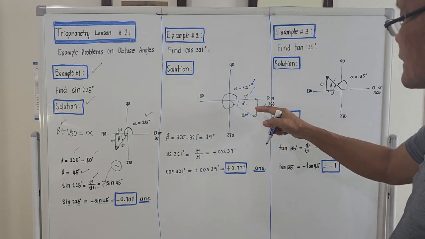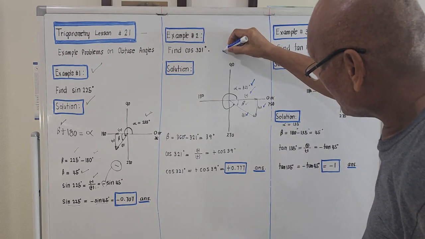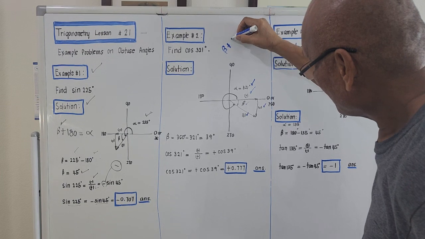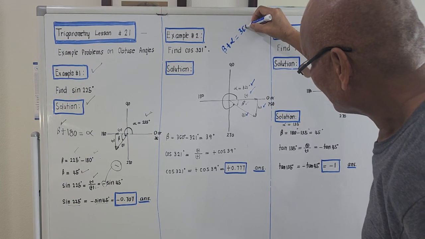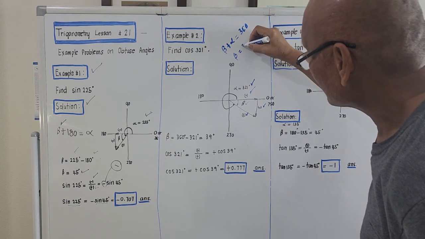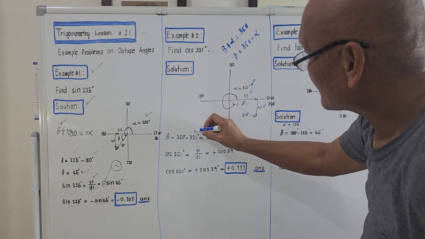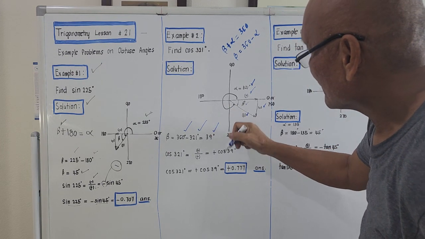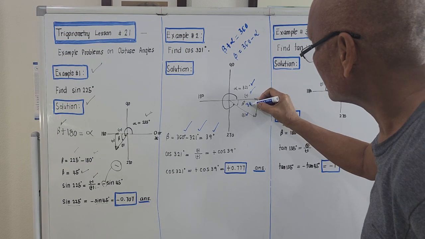Okay, let's try to compute for beta. Beta plus alpha is equal to 360. So if we try to compute for beta, beta will be equal to 360 minus alpha. So beta now will be 360 minus 321, and the reference angle beta will be 39 degrees. So this is 39 degrees.